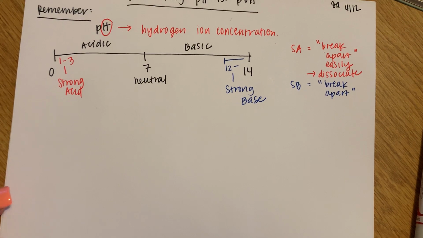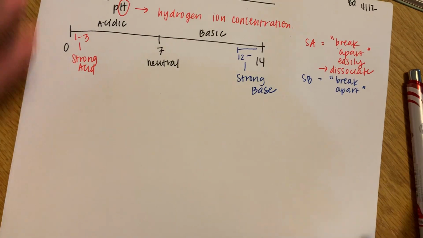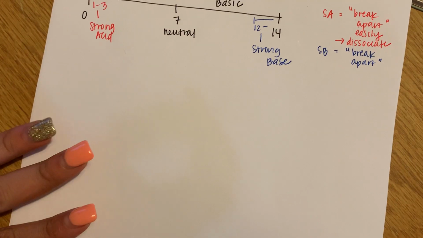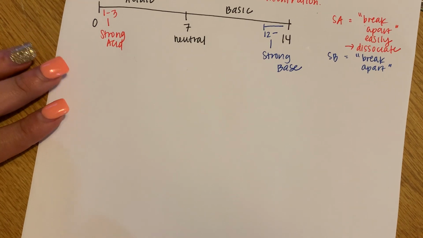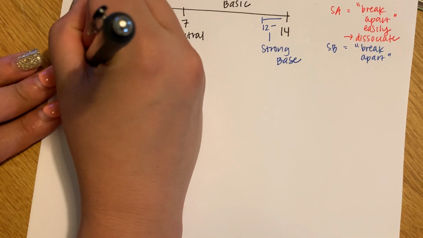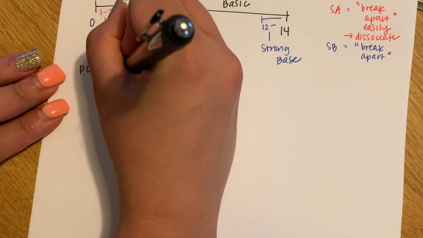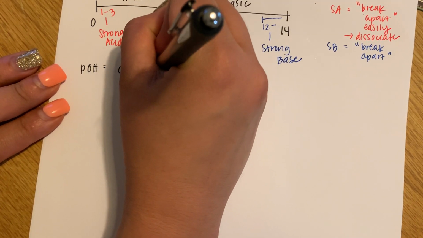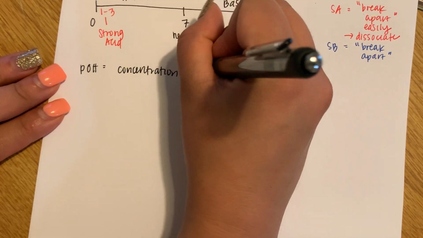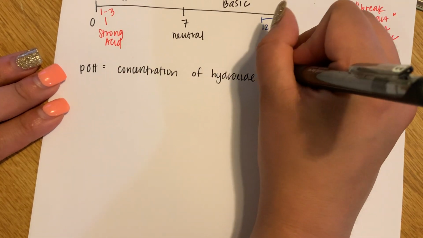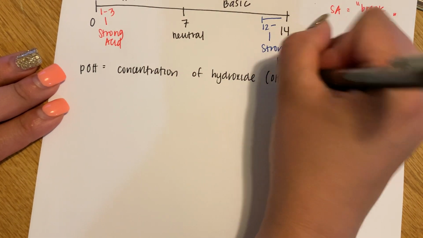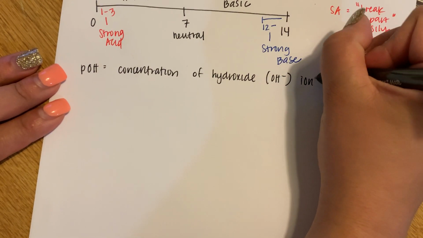Okay, so here's what we're focusing on a little bit more today that I told pre-AP that I would review with you a little bit better, because there are some extra steps for some of these. So pOH is the concentration of hydroxide ions. And remember that hydroxide is known as OH negative. It is a polyatomic ion, okay?